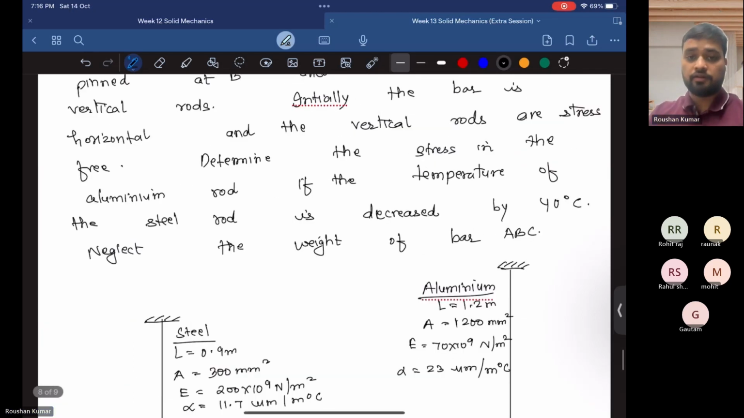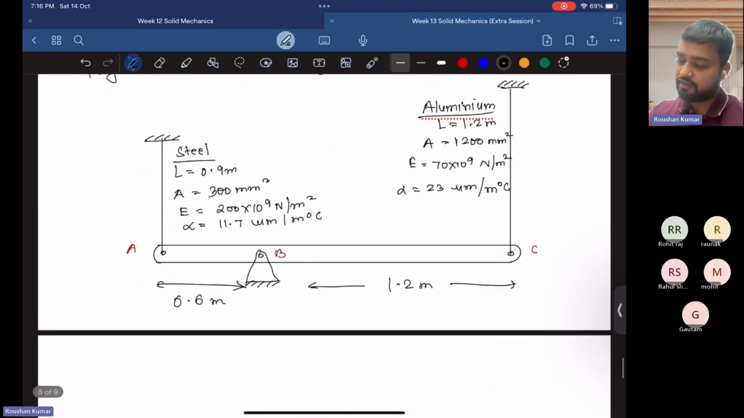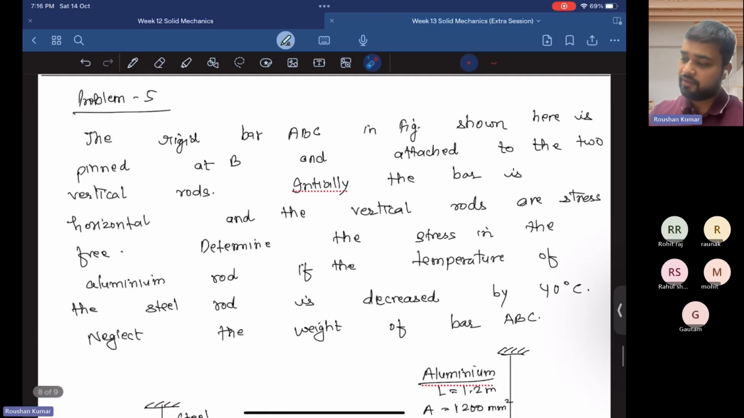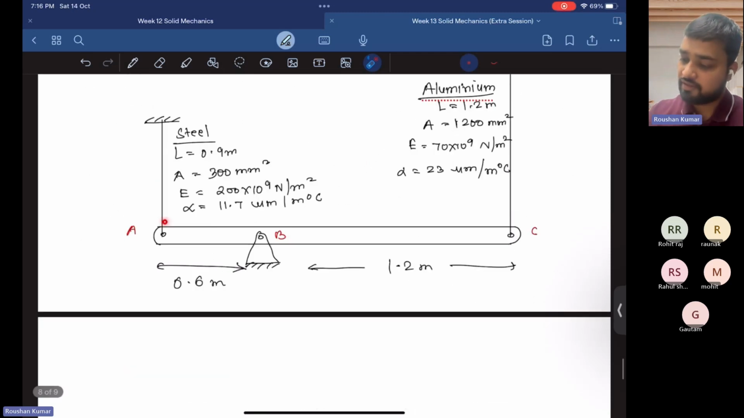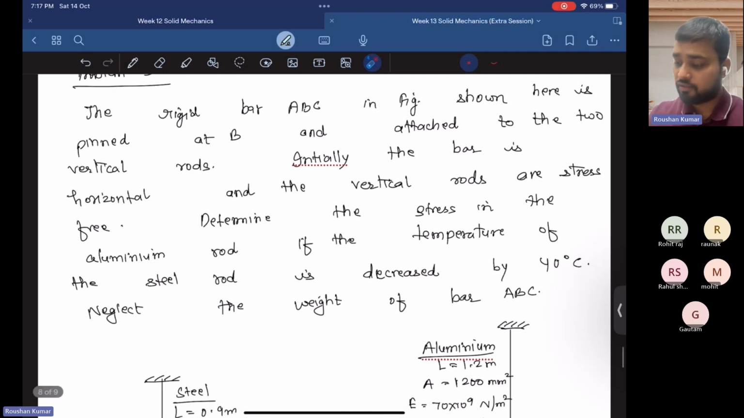So I'm repeating the question. The rigid bar ABC, so this is a rigid bar ABC, shown in the figure below, is pinned at B and attached to the two vertical rods. You can see a steel rod and an aluminum rod attached at points A and C respectively. Initially, the bar is horizontal and the vertical rods are stress-free, so there is no stress in the horizontal bar as well as the vertical rods.